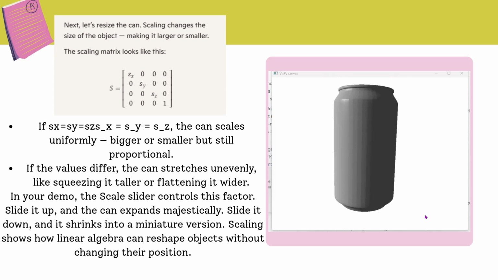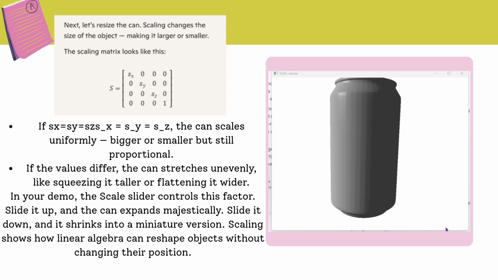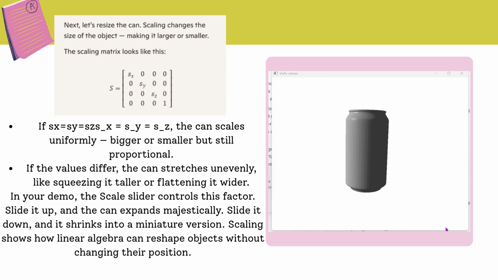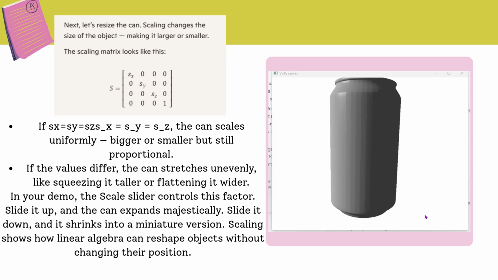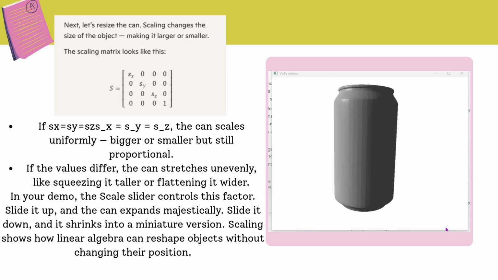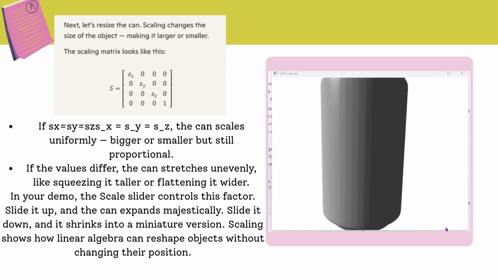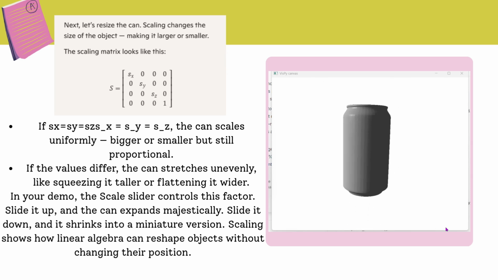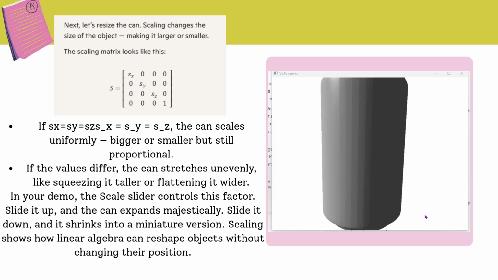And now, let's resize the can. This is called scaling. Scaling changes the size of the object, making it larger or smaller. If the values differ, the can stretches unevenly, like squeezing it taller or flattening it wider. The scale slider controls this factor. Slide it up and the can expands majestically. Slide it down and it shrinks into a miniature version.